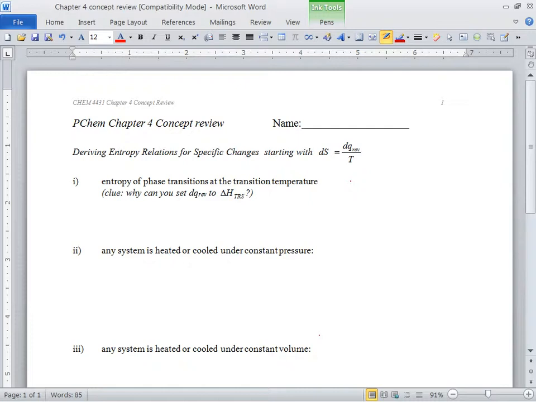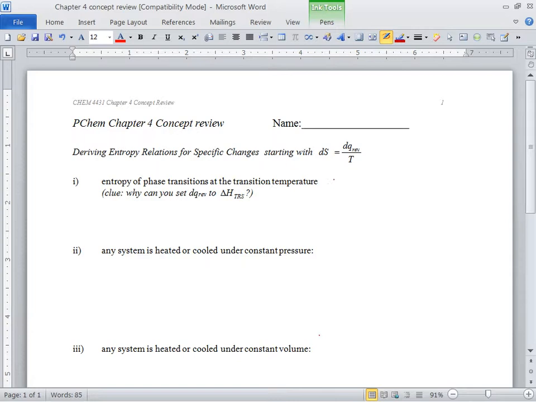For the homework, we won't be deriving these. We'll just use the end relationships, okay? But the exam that's coming up, I could very well ask you to derive those relationships. So for the homework, you don't need to derive them all.